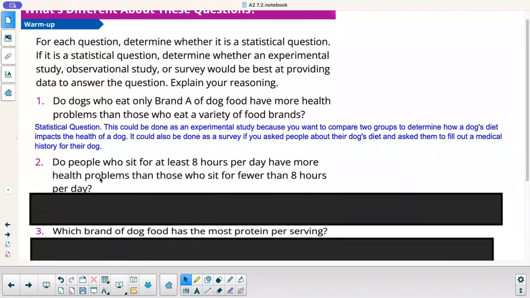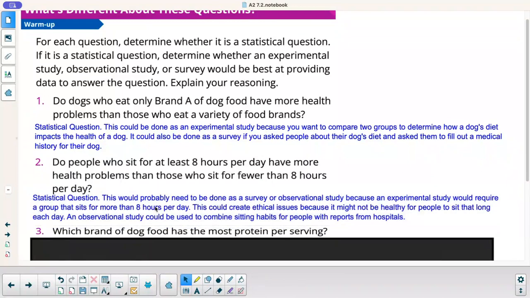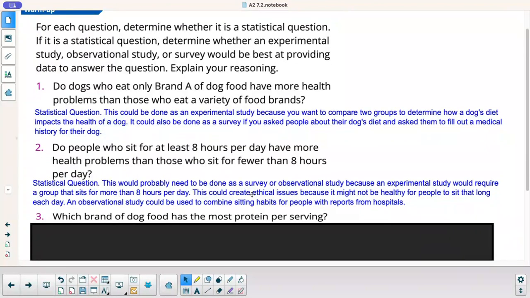All right, do people who sit for at least 8 hours per day have more health problems than those who sit for fewer than 8 hours per day? All right, this is again a statistical question. This would probably need to be done as a survey or an observational study because an experimental study would require a group that sits for more than 8 hours per day. This could create ethical issues because it might not be healthy for people to sit that long each day. An observational study could be used to combine sitting habits for people with reports from hospitals.